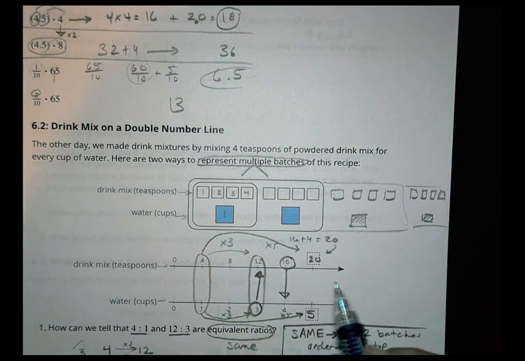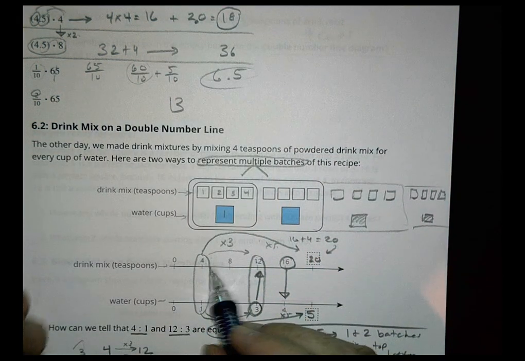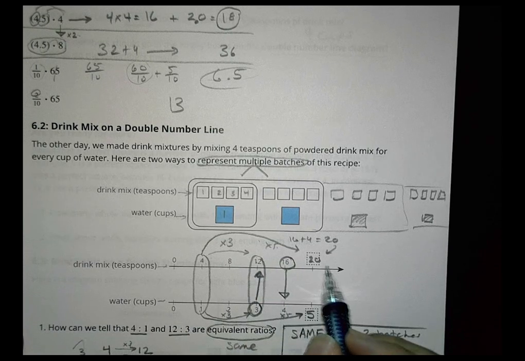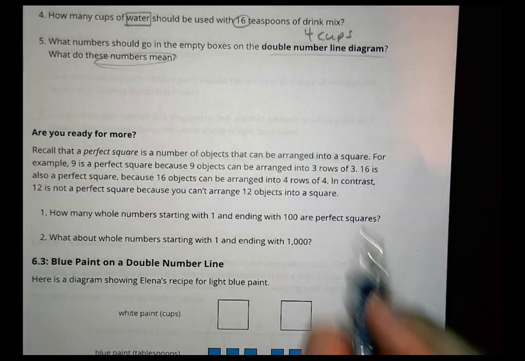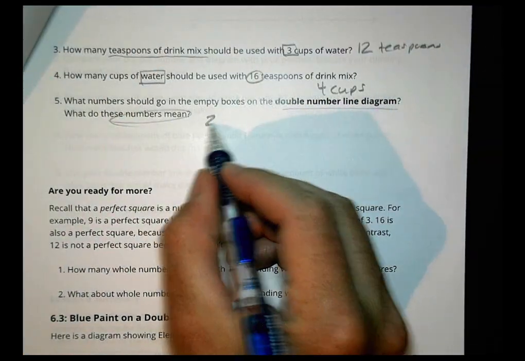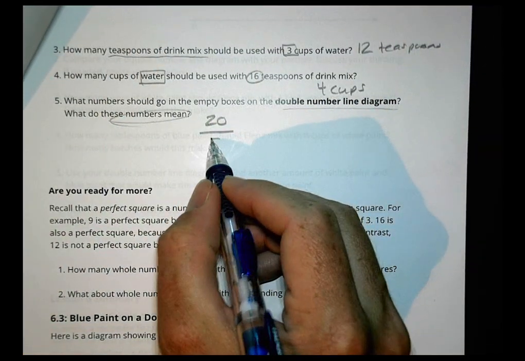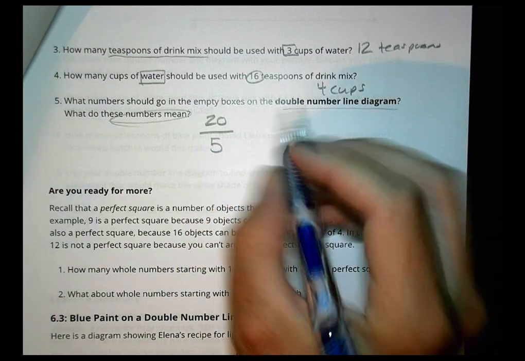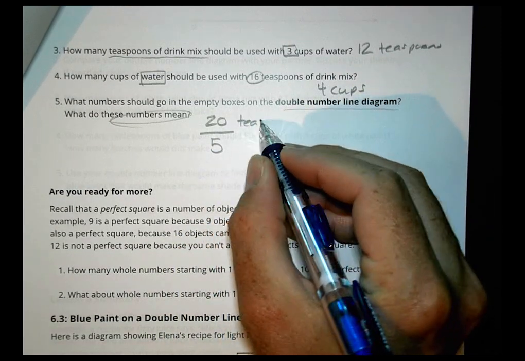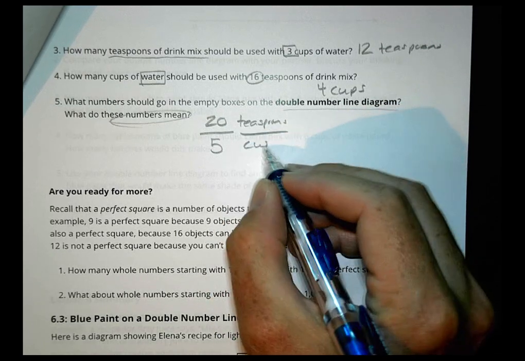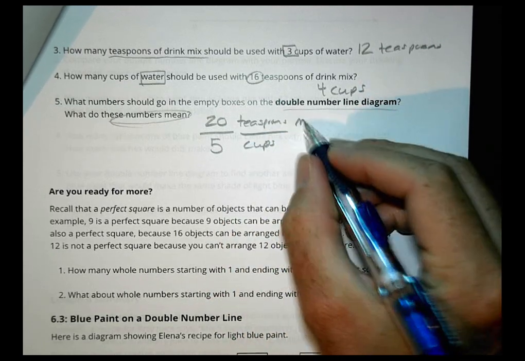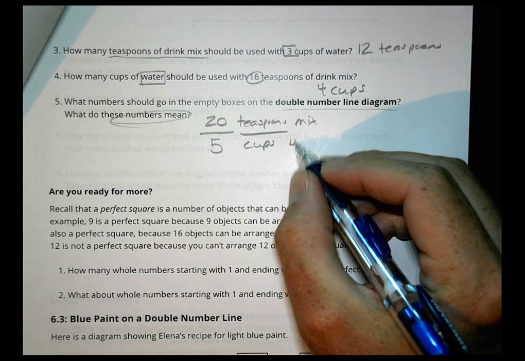So a couple different ways of doing it. I can recognize the pattern and add the additional amount there, or I could use multiplication to also get to 20. So in terms of the numbers that go in the empty boxes there, we would have 20, and then we would have 5. What do these numbers mean?